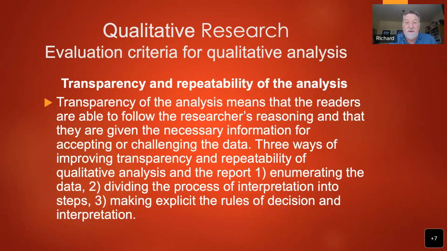Transparency of the analysis means that the readers are able to follow the researcher's reasoning and they are given the necessary information for accepting or challenging the data. Three ways of improving transparency and repeatability of the qualitative analysis and report are enumerating the data, giving numbers to different sections, dividing the process of interpretation into steps, so it goes a logical stepwise way, and making explicit the rules of decision and interpretation. Why did you do it this way and how did you do it? And don't forget, when we go back to the earlier sessions that we had, we talked about the method section in your paper, and that's done so that people can repeat what you've done. So it's important that people can repeat what you're doing if they wanted to.